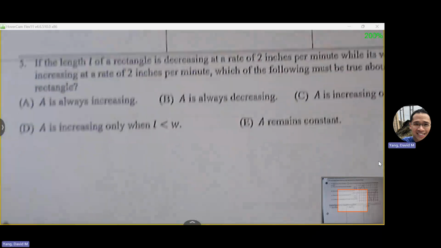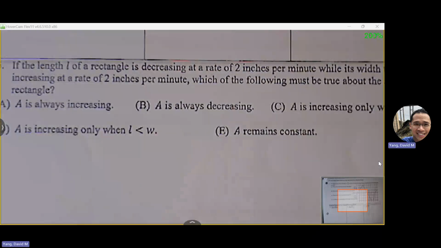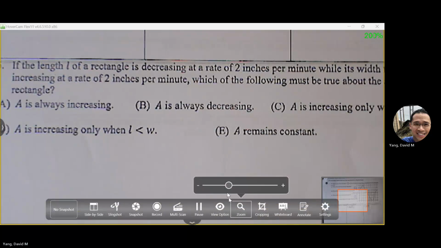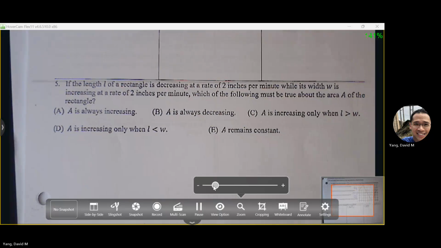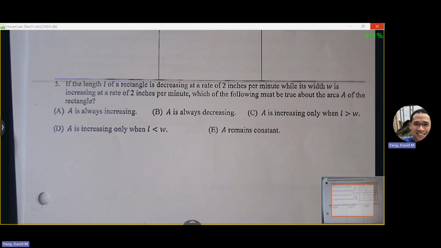Okay, let's look at number 5. I'll do this with you. It says, if the length of a rectangle, L, is decreasing at a rate of 2 inches per minute, while its width is increasing at a rate of 2 inches per minute, which of the following must be true about the area of the rectangle?